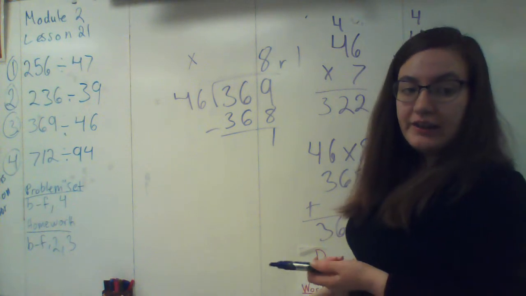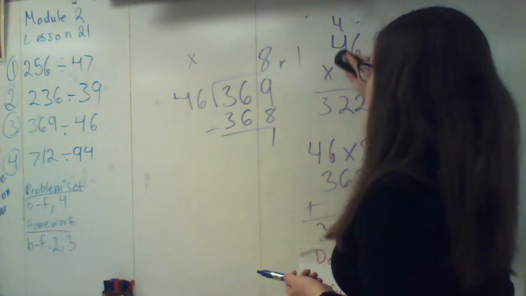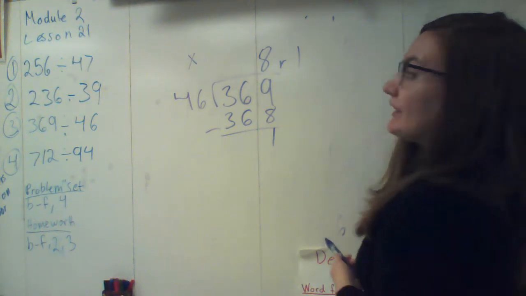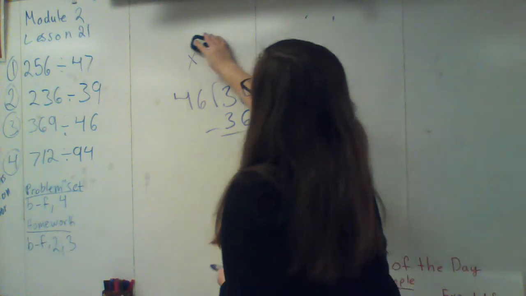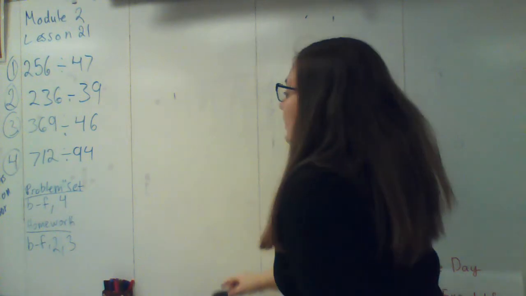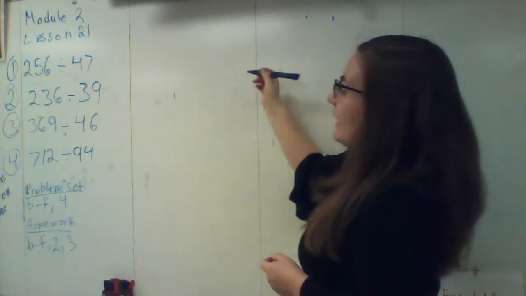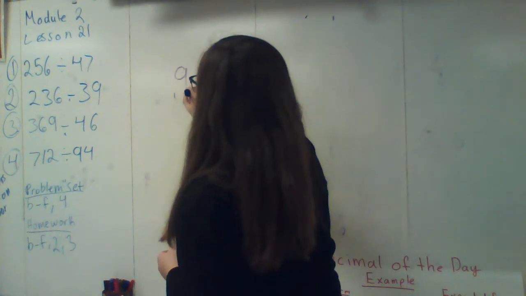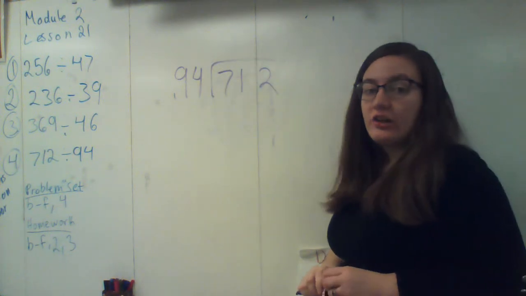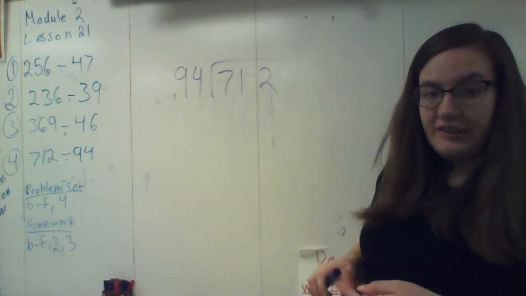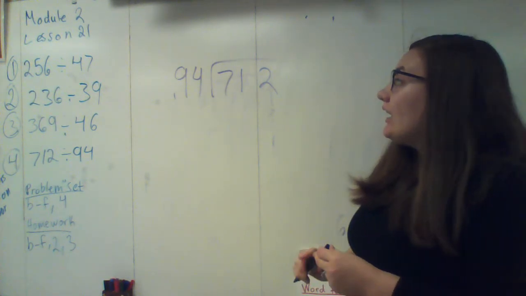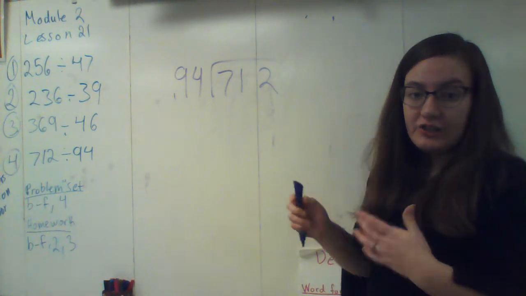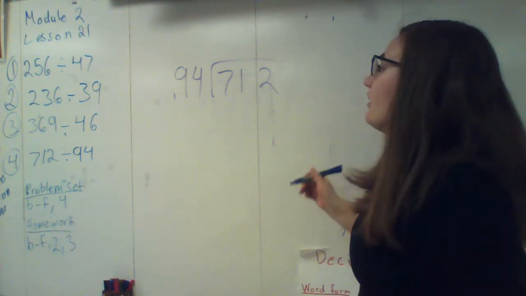Let's go ahead and work on your very last problem, and then I'll give you your problem set. Remember, if you have any questions, please make sure you ask. So for our very last problem, we have 712 divided by 94. Go ahead and pause the video, do the estimate step, do the actual solving step, and then check, and unpause the video then and see what your answer is compared to mine.